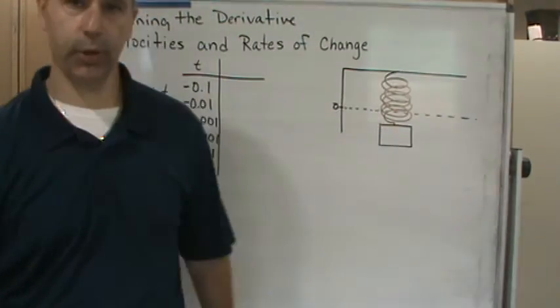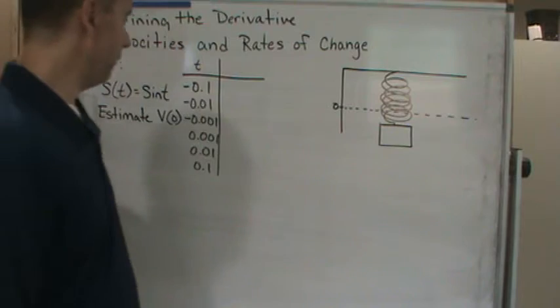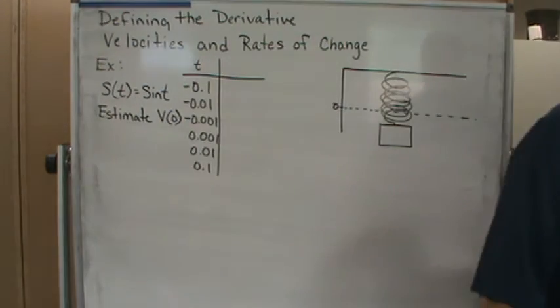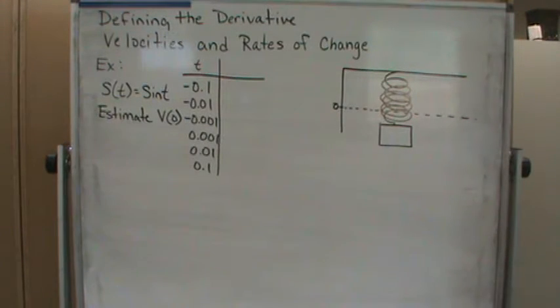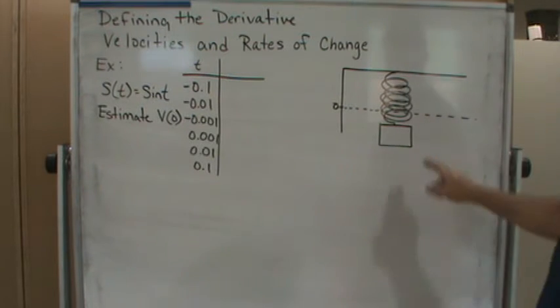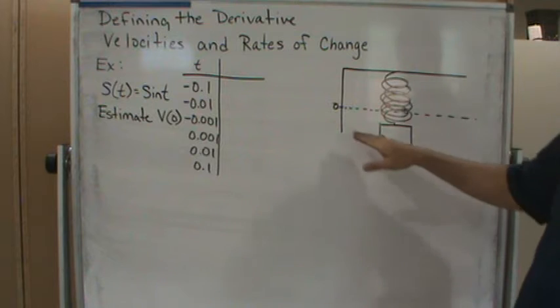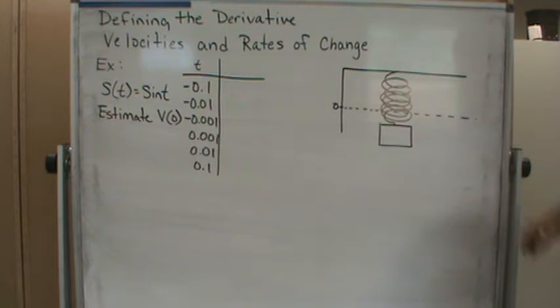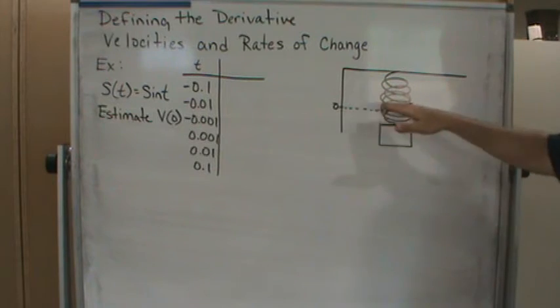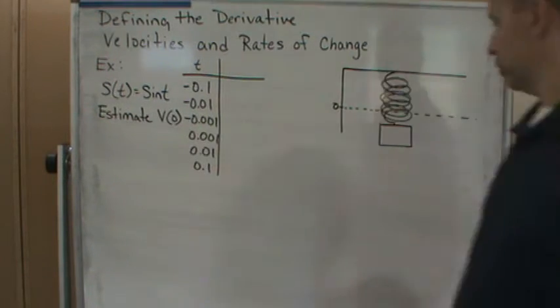Okay, so here's what we're going to do. We're going to do an example of finding the instantaneous velocity of this situation. So what's going on here? We have a spring that's attached to a weight, and this 0 point here is the beginning. That's our reference line.